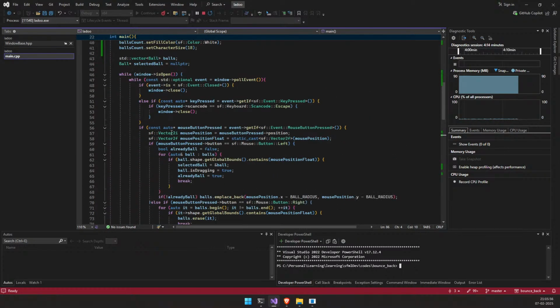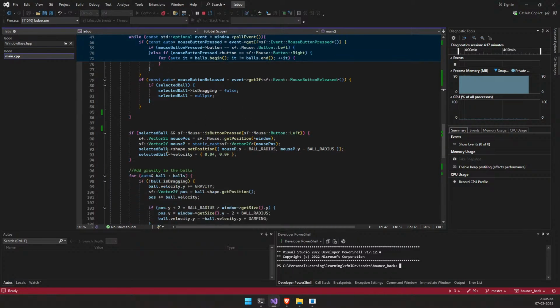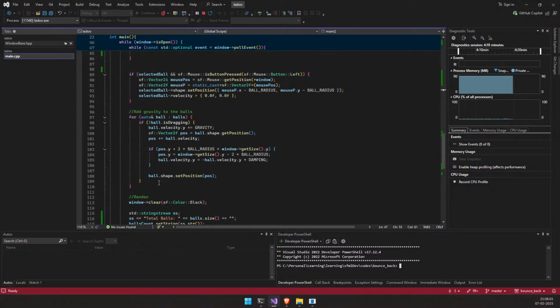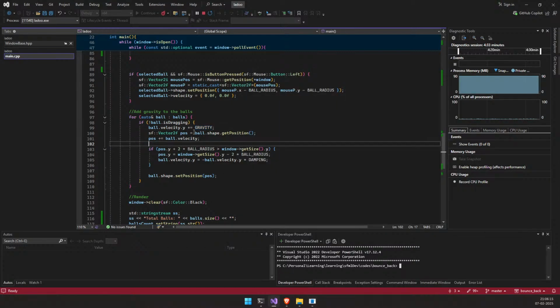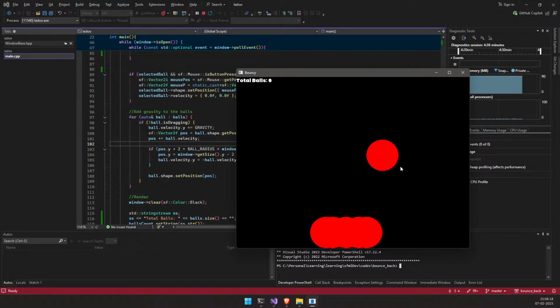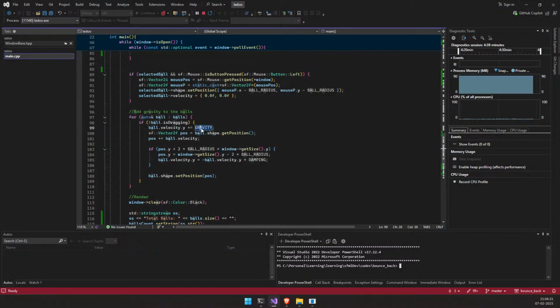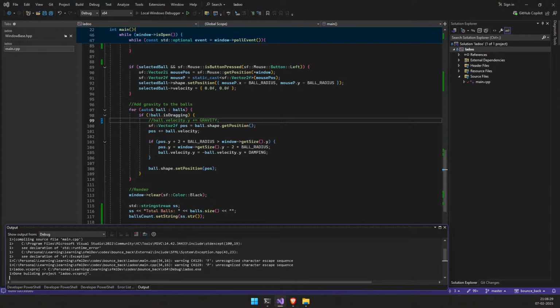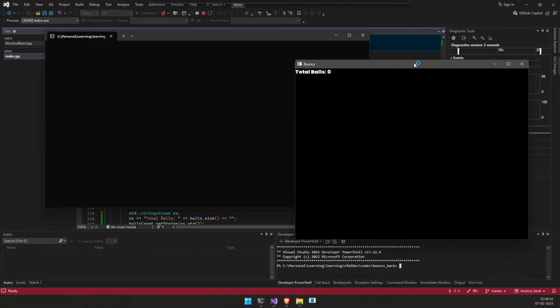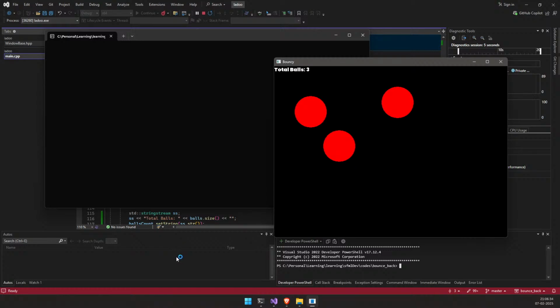Then this is outside the poll loop. This will be applied to all the balls that we see on the window. If it is not dragging, meaning we haven't clicked on it and it's not yet dragged, what we do is get the ball velocity. Initially it will be zero. So if I comment this out and run this script again, you can see it will stick to that location.